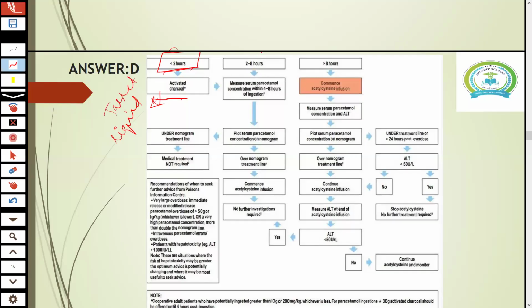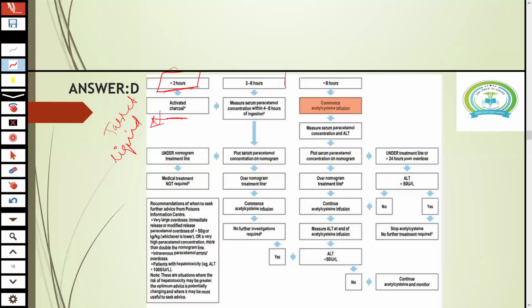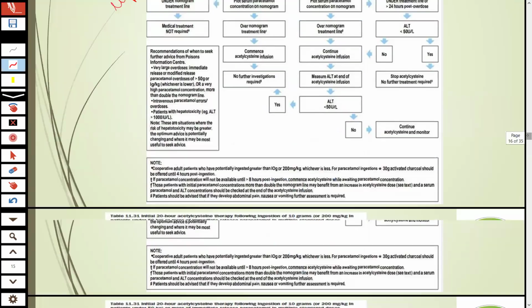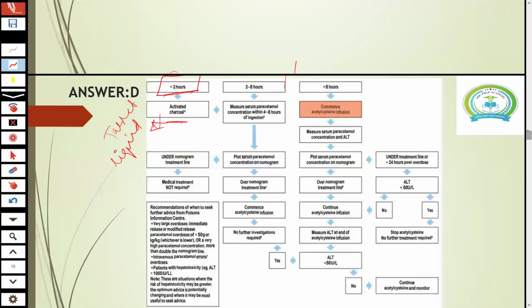Then we have a window of 2 to 8 hours. In that case of a 2 to 8 hours window, we have to measure paracetamol concentration within 4 to 8 hours of ingestion. He was conscious 6 hours before, but we don't know when he took that. After the paracetamol concentration comes back, we plot it on the nomogram. Over the nomogram treatment line, according to that, we commence our acetylcysteine infusion. And then no investigation required.